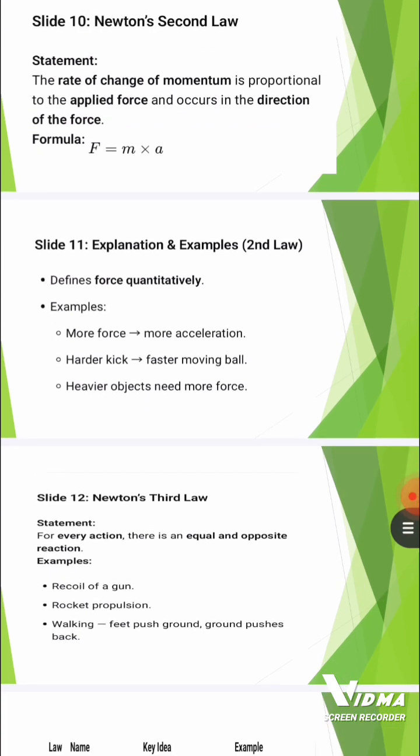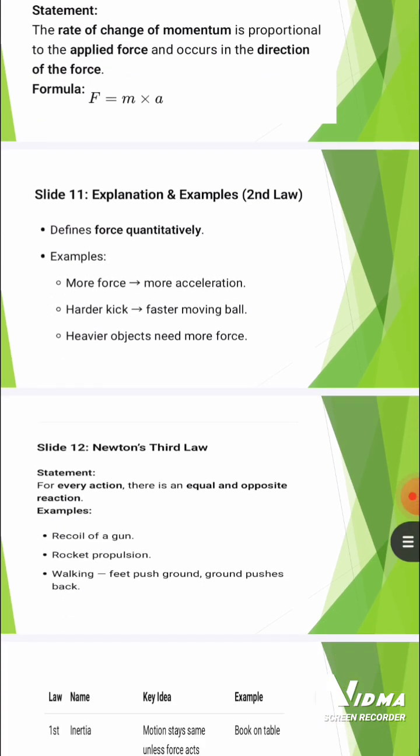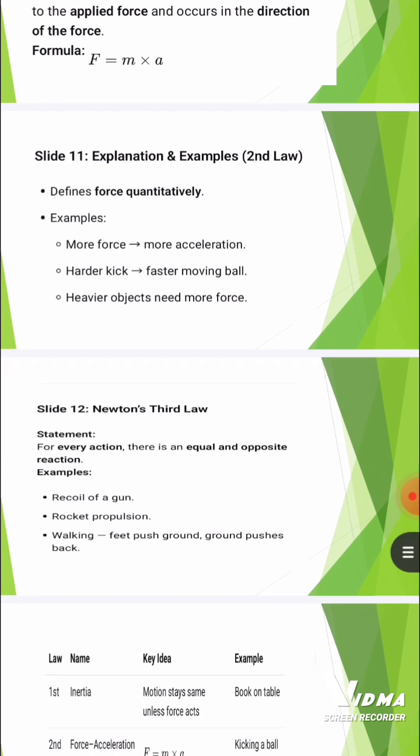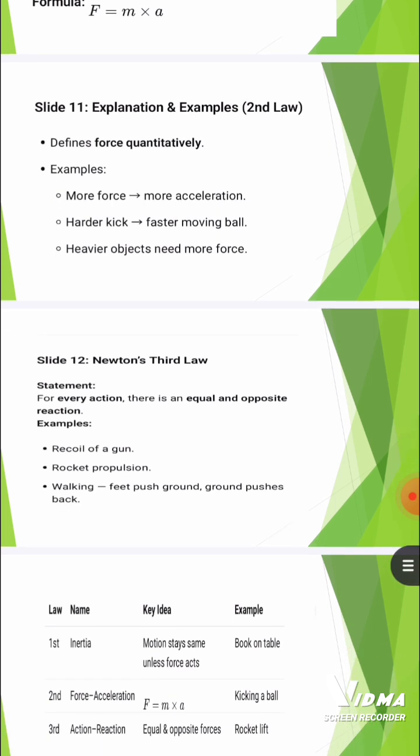Then Newton's third law: for every action, there is an equal and opposite reaction. When an object exerts a force on a second object, the second object simultaneously exerts a force of equal magnitude and opposite direction on the first object. Examples: recoil of a gun, rocket propulsion, walking, where the feet push the ground and the ground pushes back.